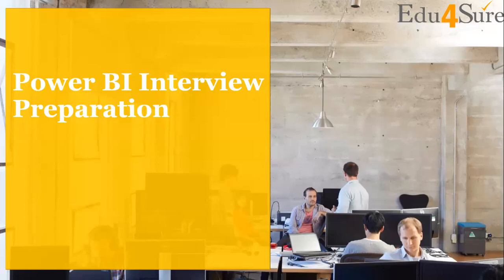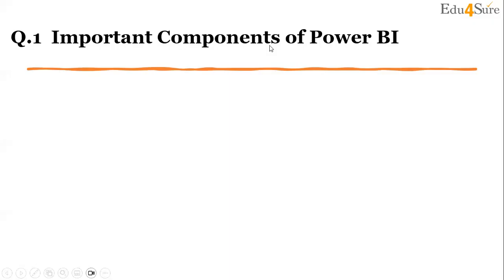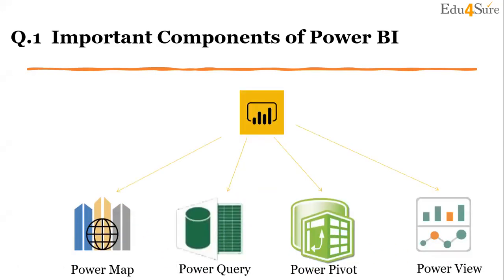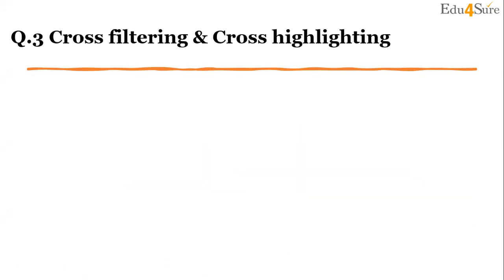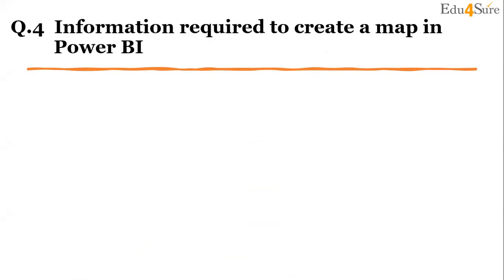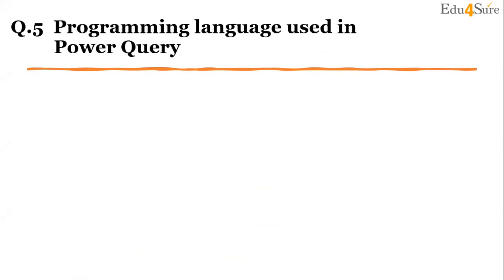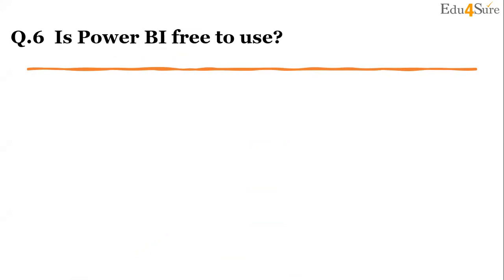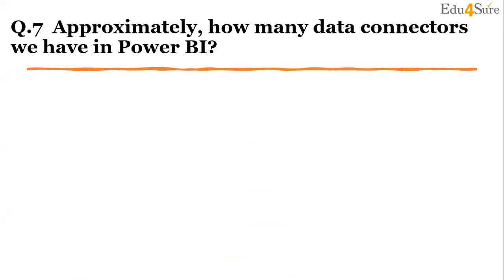So what all questions we have covered? Important components of Power BI. What is grouping in Power BI? What is cross-filtering and cross-highlighting? What is the information required to create a map in Power BI? What is the programming language which is used in Power Query? Is Power BI free to use? Approximately how many data connectors we have in Power BI?